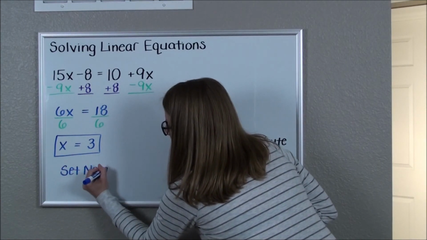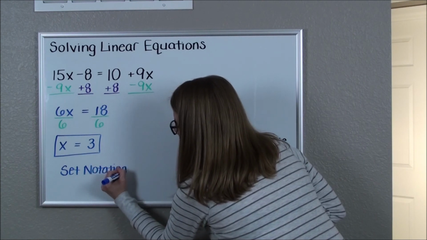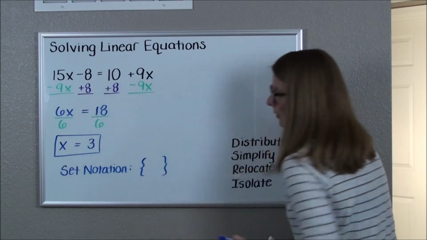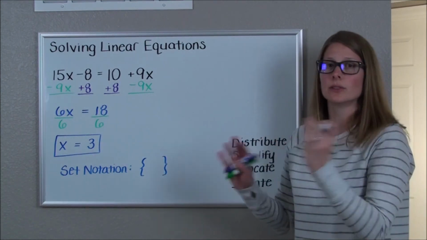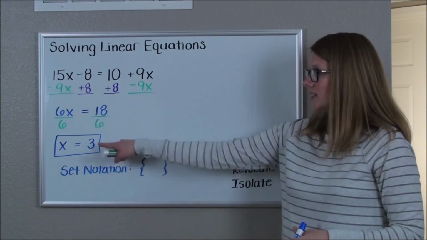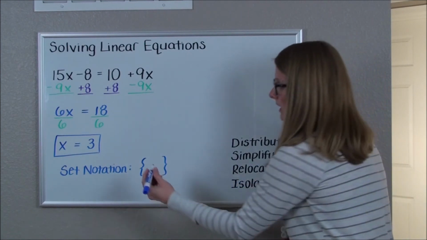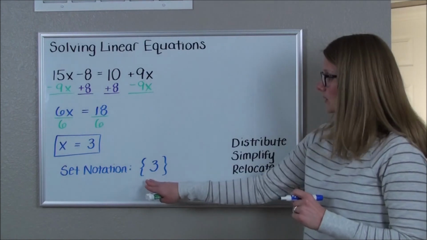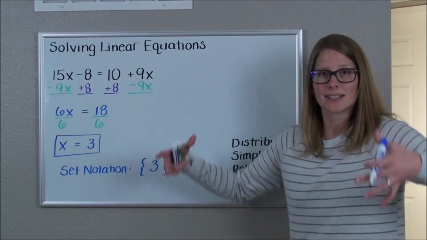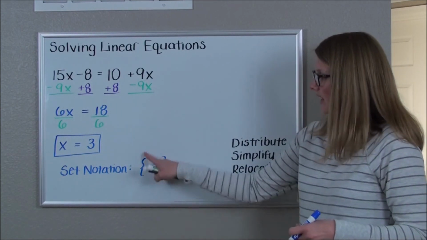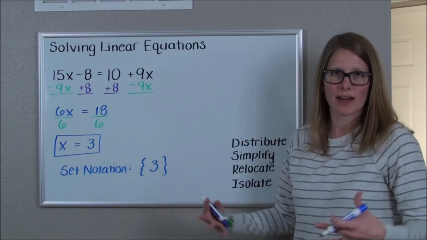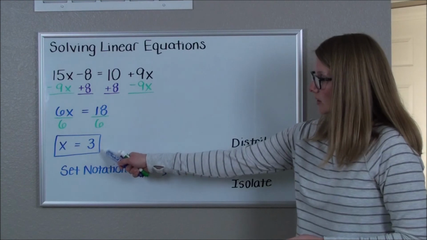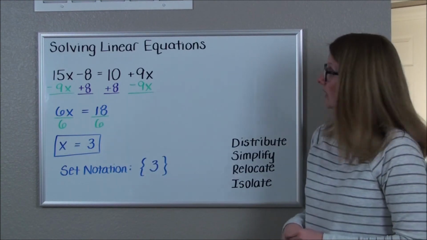To describe a set in math language, we use curly braces. And in those curly braces, we put any and all solutions that will work. In this case, the only solution that was found was 3, and so in these curly braces, I will put that solution of 3, and so this would be my solution set. It's the collection of all answers, and again, I use these braces to show that collection, to show that set. So I've got my solution of 3, and I've got my set notation.